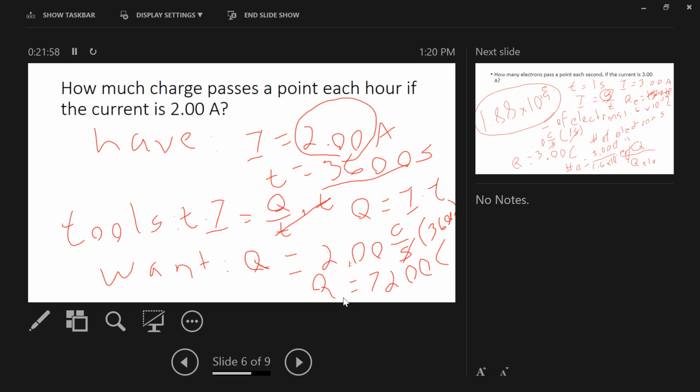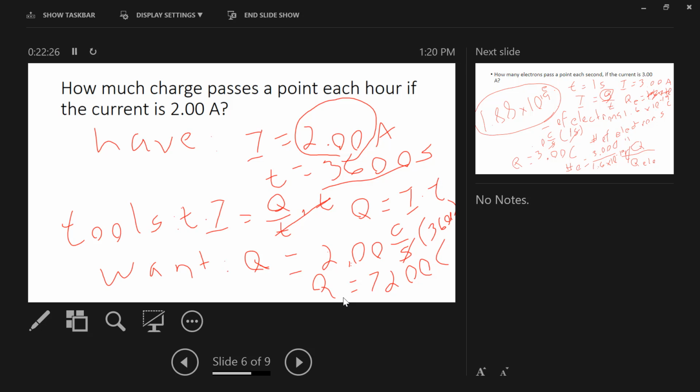All right. And then tools. We have our tool that says current, I, is equal to Q divided by T. And we want Q, right? So we need to rearrange our tool to solve for Q. The way we do that is we get Q by itself. Right now, T is being divided away from Q. How do you get rid of something that's being divided away? You multiply it. So we'll multiply both sides by T.